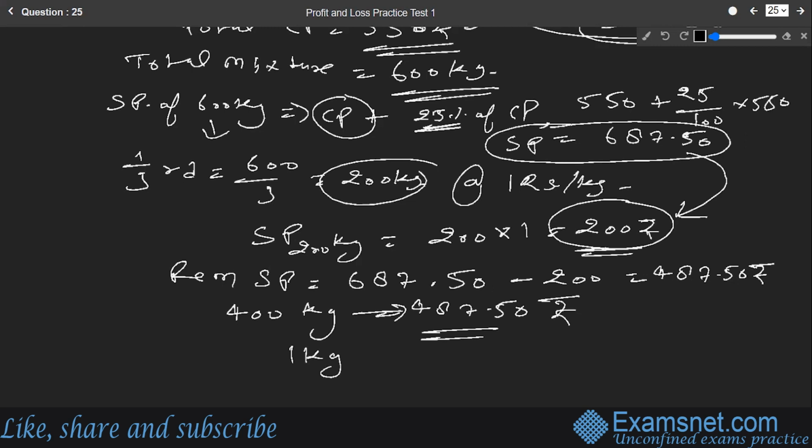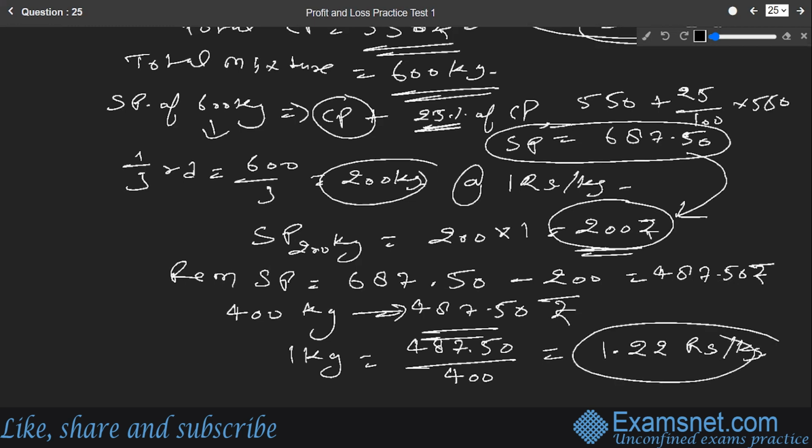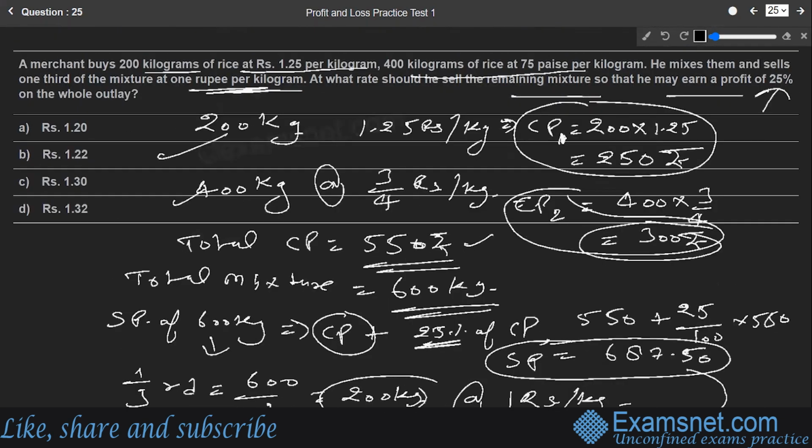So 1 kg should be sold at what rate? Simply a unitary method. 487.50 divided by 400. That should be the rate of 1 kg of selling price for the remaining rice. How much does that come out to be? That comes out to be 1.22 rupees per kg. Okay, so the remaining rice should be sold at rupees 1.22 per kg to achieve the ultimate profit percent of 25%. So rupees 1.22 is the right answer.